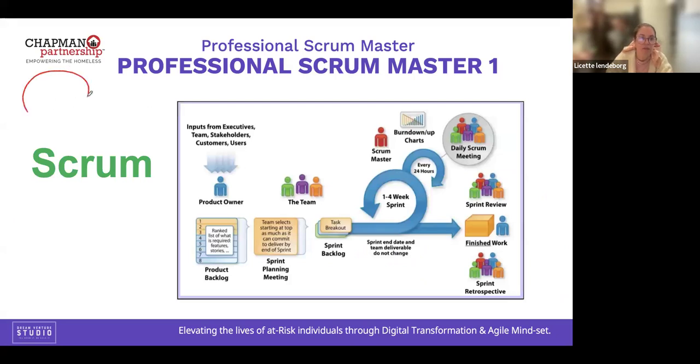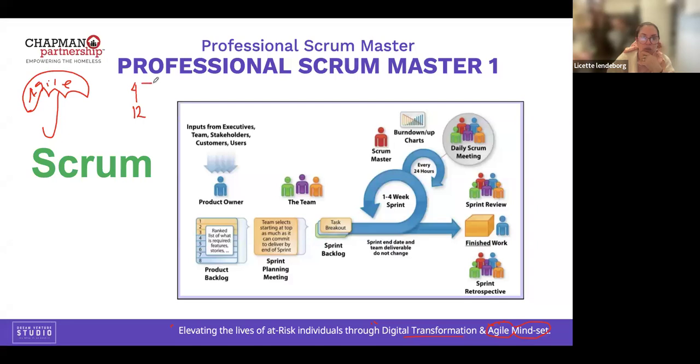Remember, what is the relationship between Agile and Scrum? Remember that the slogan for this class is elevating our lives through digital transformation and agile mindset. So we need to know what the agile mindset is, and then we can explain what the Scrum framework is. The agile mindset is a philosophy guided by values and founded in principles. So remember, we have 4 values and 12 principles, right?